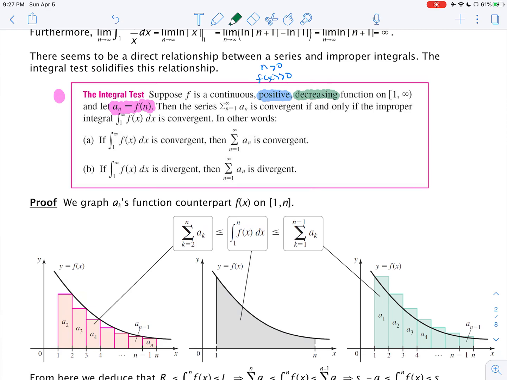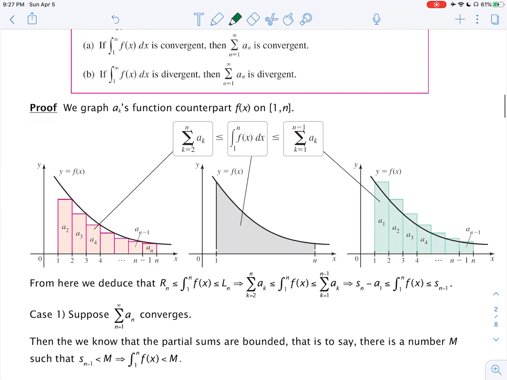Then what is the conclusion that you're allowed to make? Well, you have to make an extra calculation, and that involves calculating an improper integral. So I refer you back to section 7.8 on that. And here's what it says. If the integral from 1 to infinity of f of x dx is convergent, then the series is going to be convergent. And if the integral from 1 to infinity of f of x dx is divergent, then your series is going to be divergent. So they either converge together or they diverge together.